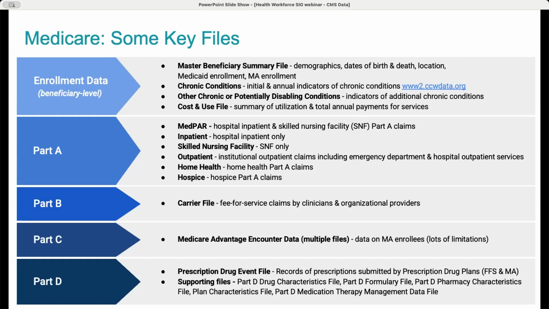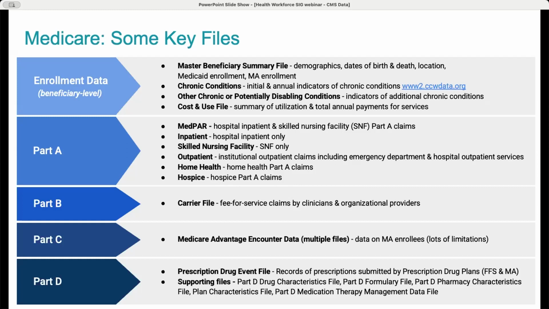Part C, as Uli mentioned, this is the Medicare Advantage program. So Medicare benefits that are administered through private insurance companies. There are a whole series of files that you can use to study Medicare Advantage, and there are a lot of researchers that specialize in that. But those are complex data to use, with lots of limitations, both because some of the data that the private insurance plans have is proprietary, and there's only certain things that they're actually required to report to CMS. So if you're interested in the MA population, you really want to work with a researcher that has a lot of expertise and experience using those data.